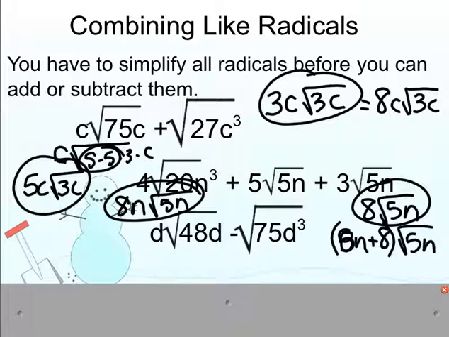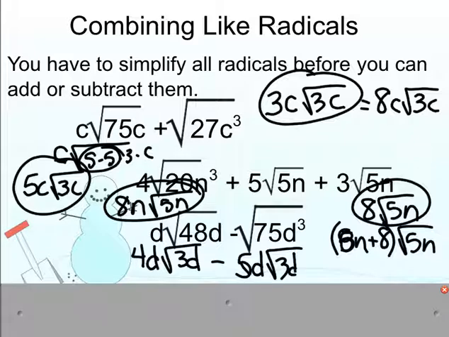And the last one, we end up seeing that we can pull out a 16, so the square root of 16 is 4d root 3d minus the, let's see, 70, so we could take out a 5 because square root of 25 is 5, and we can take out a d root 3d, so we are left with a negative d root 3d for the last one.